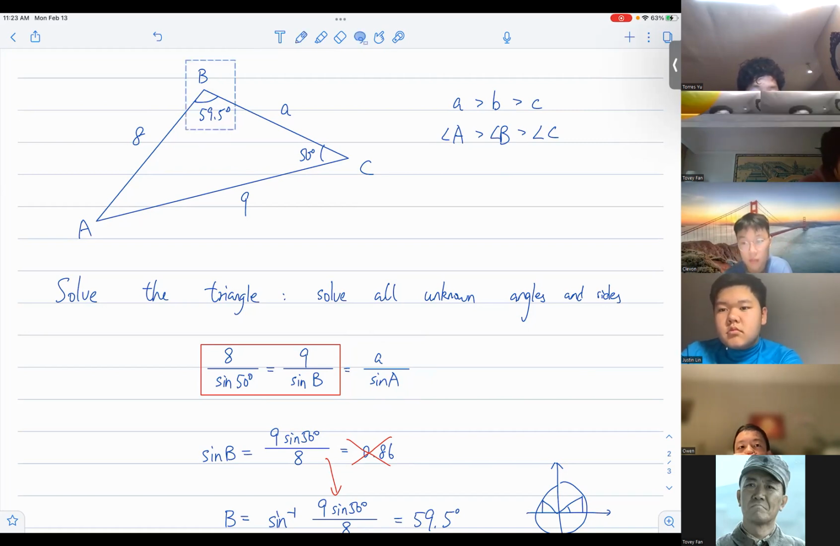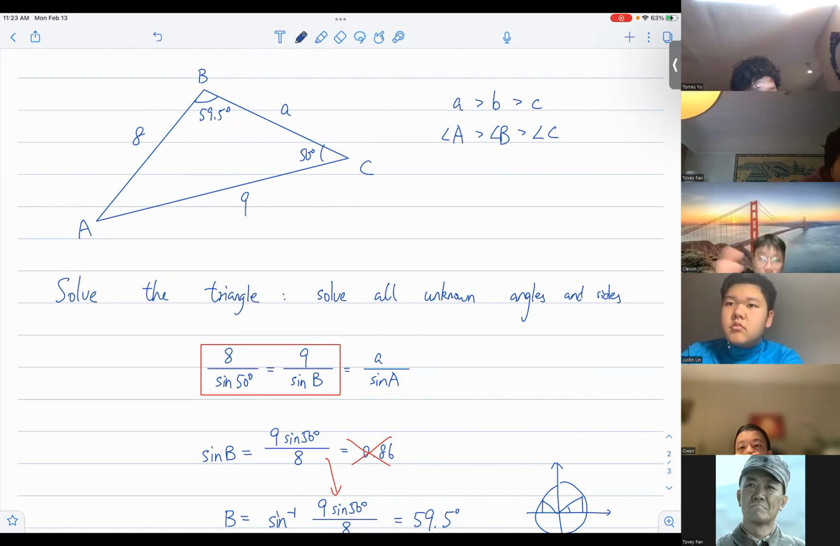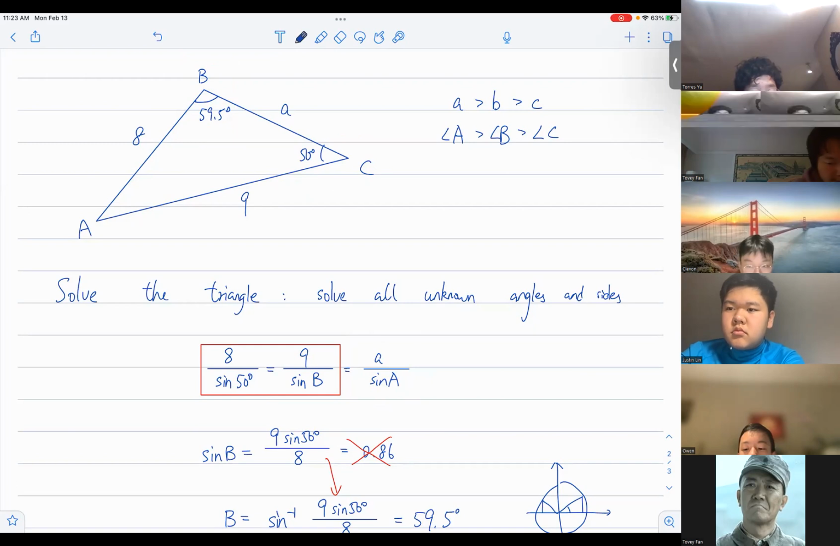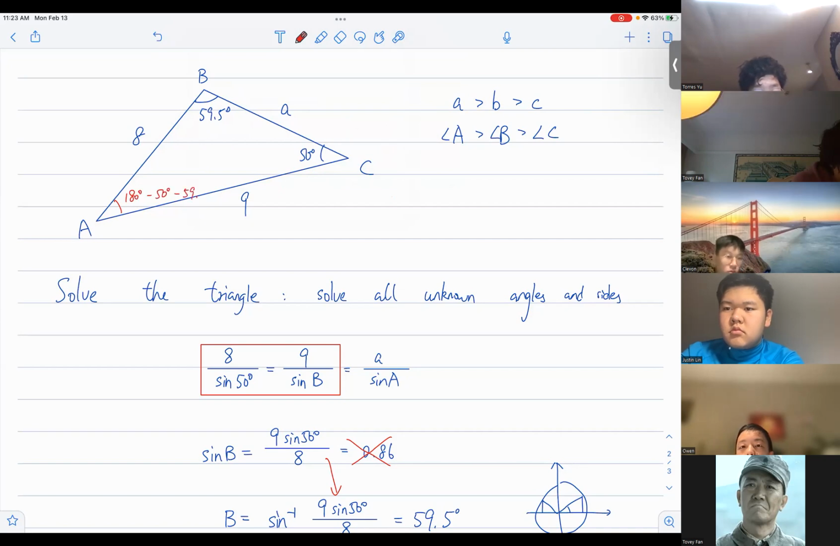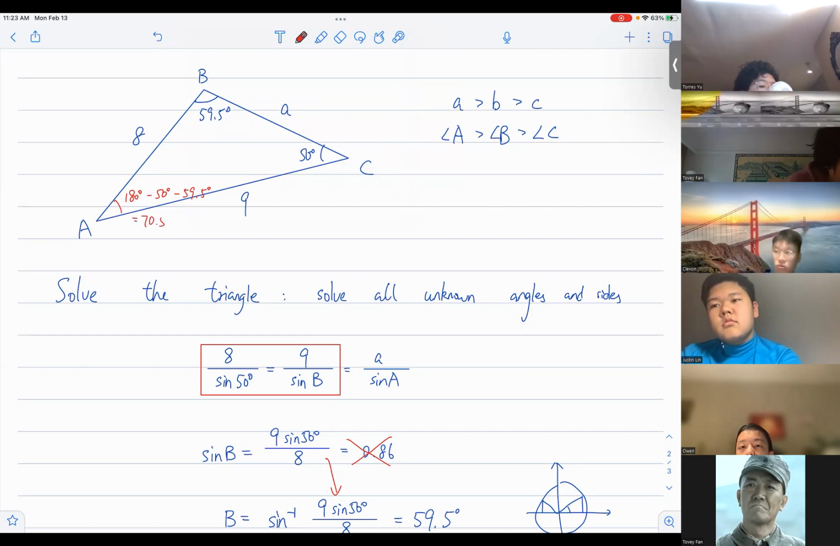So now you know B and C. Can you just do 180 minus angle B plus C? Yes. Make it angle A. Yes, exactly. Okay. So we first use the sum of interior angles to find out angle A. So this one is 180 degrees minus 50 degrees minus 59.5 degrees, and it will give us 70.5 degrees.